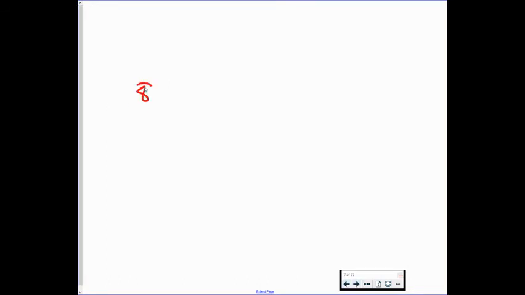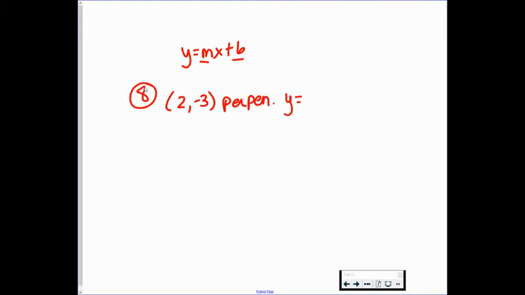On question 8, it asks us to write the equation of a line, y equals mx plus b. M is the slope, b is the y-intercept, passing through the point (2, -3), and perpendicular to the line defined by y equals 2/5x plus 2. To write the equation of a line, you must know the slope and the y-intercept. So let's talk about the slope right quick. Two lines are perpendicular if their slopes are opposite and flipped.